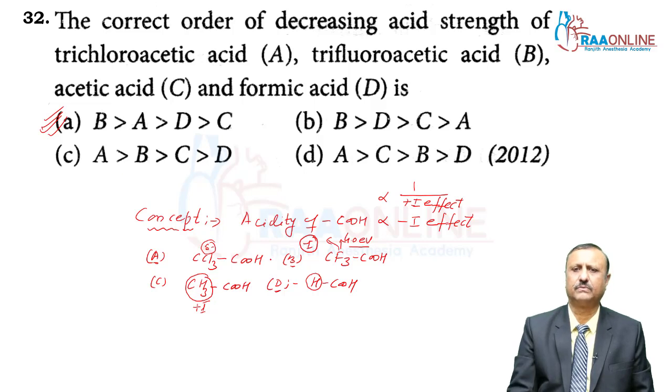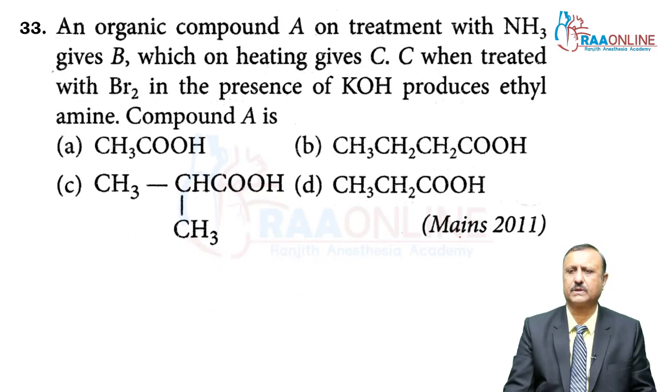That's why for question 32 you get the answer A. First is B, then A comes, and after A you get D and then C. Now my dear students, this question 32 was asked in 2012. Next question is question number 33, which was asked in NEET 2011.